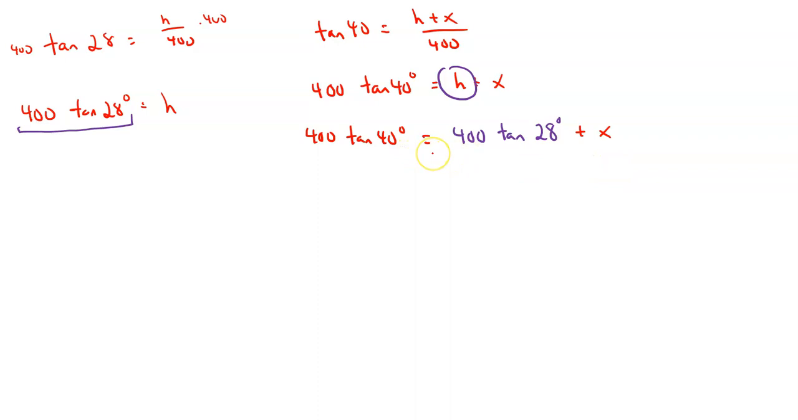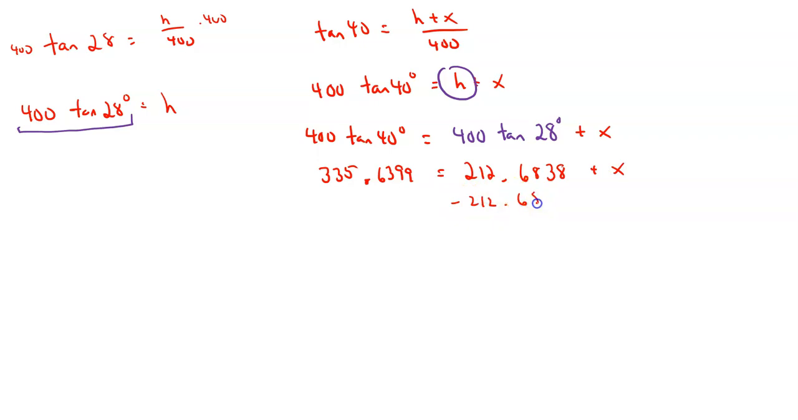So we can get decimal approximations for both of those things, right? Keep 4 decimal places. You probably can't go wrong with that. So 400 times the tan of 40 degrees, again, make sure your calculator's in degree mode, I get 335.6399. And then on the other side, 400 times the tan of 28 degrees is 212.6838.